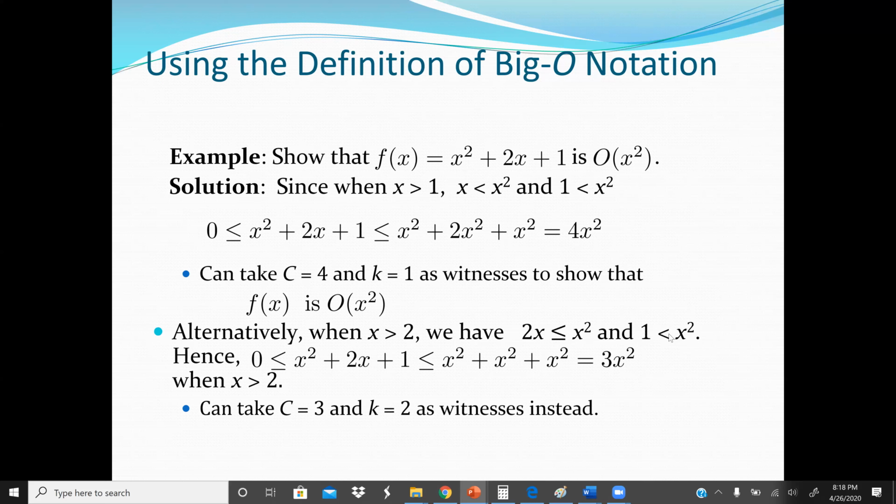Also here we said that 1 should be less than S squared. Hence we have 2S plus S squared plus 2S plus 1 should be greater than 0, and also should be less than S squared plus S squared plus S squared, which will give us 3S squared. And here we can say that again, C is 3 and K is 2.